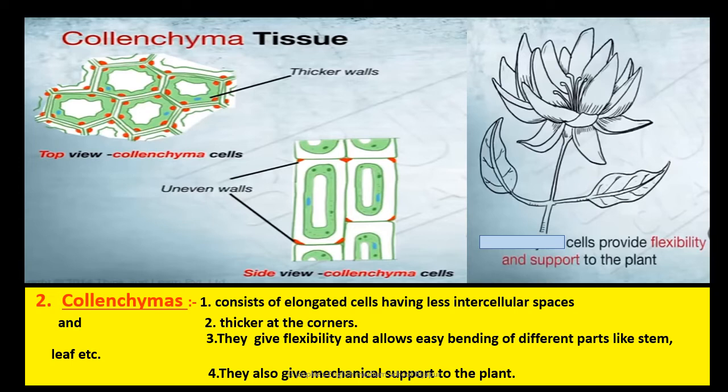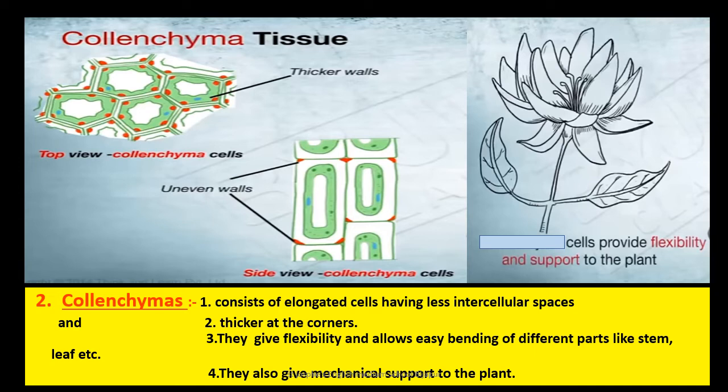The next in the category of simple permanent tissue is collenchyma. Collenchyma's main function is to provide support. This is the top view of the collenchyma cells, and this is the side view of the collenchyma cell. As you can see, they have thicker cell walls and uneven walls are present.